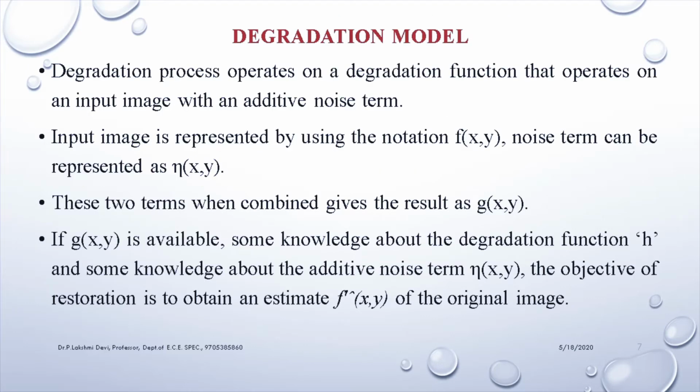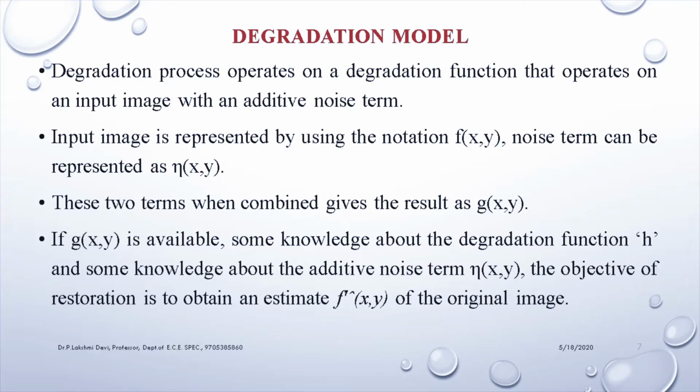Let us see first the image degradation model. The degradation process operates on a degradation function that operates on an input image with an additive noise term. The definition itself gives how we define the degradation model.